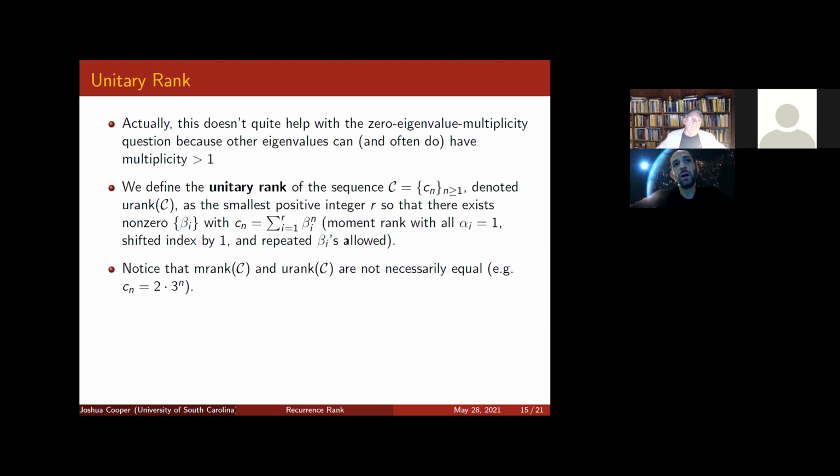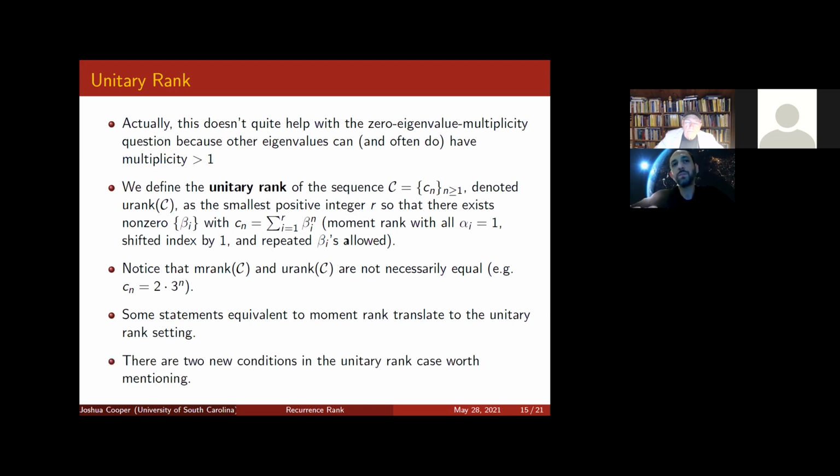The moment rank of the sequence, for example, 2 times 3 to the n, is 1 because it's just a sum of 1 power with the coefficient of 2, but the unitary rank is 2 because you need 3 to the n plus 3 to the n to write it as a sum of just 2 powers. Basically, most of the statements which were equivalent to moment rank also translate over to equivalent properties for unitary rank.